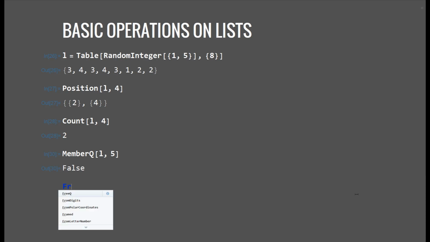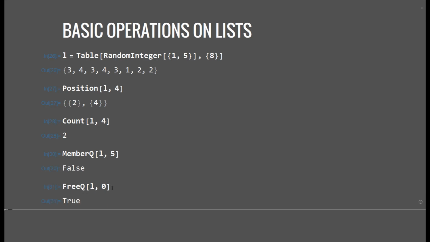Now, there's another function called FreeQ. And by the way, every time you see a function in Mathematica that ends with a capital Q, it's usually a function that's going to give you a True or False output. So FreeQ here is going to give me an output of True or False, and it's going to tell me whether or not a list is free of something. So let's say 0. It's checking if that list is free of zeros. The answer, of course, is True because there are no zeros in that list.